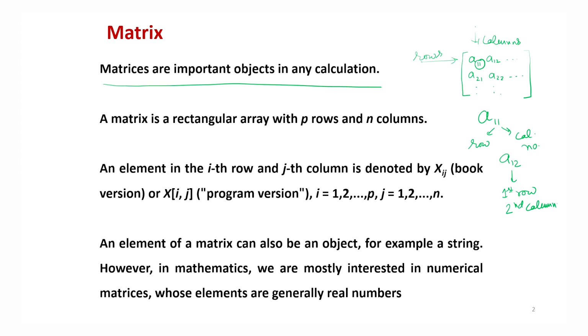Right. And if there are such here 1, 2 up to here p rows, and suppose here 1, 2 up to here q columns, or say n columns, then this is called as a matrix of order p by n. Right. So, this matrix is a rectangular array with p rows and n columns.